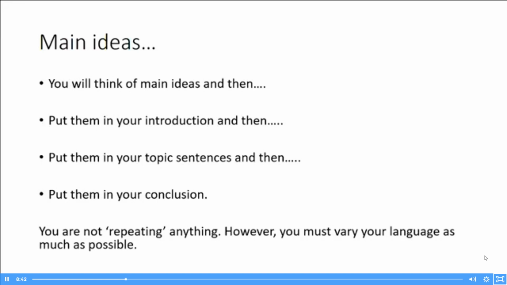You're not repeating anything. What this comes from is poor IELTS teaching, where teachers that don't really know what they're doing say that you cannot repeat things. You can't repeat vocabulary. You want to avoid repeating vocabulary, but it's fine if you repeat ideas, and you should repeat ideas. Okay, so you're not repeating vocabulary, but you must vary your vocabulary as much as possible.